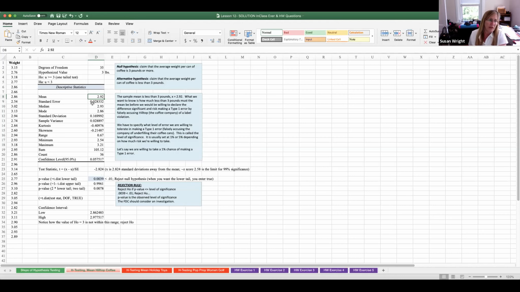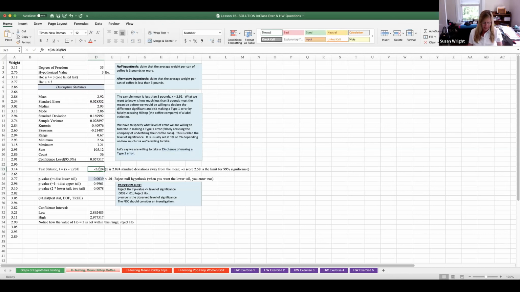All right, so to run the test to see if this holds up, if there's significance here, we do a t-test. The test statistic is the mean of the sample minus the hypothesized mean. So 2.92 minus 3 divided by the standard error. So that is 2.824, which, if you remember the z-score for a 1% level of significance, is 2.58. And this is outside of that.